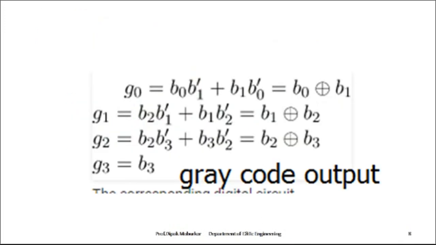Now see, G3 is equal to B3. G2 as per the table, then G1, G0. Then what is the construction? B3 and B2, B2 and B1, B1 and B0. This is how we construct the table, and it will match.